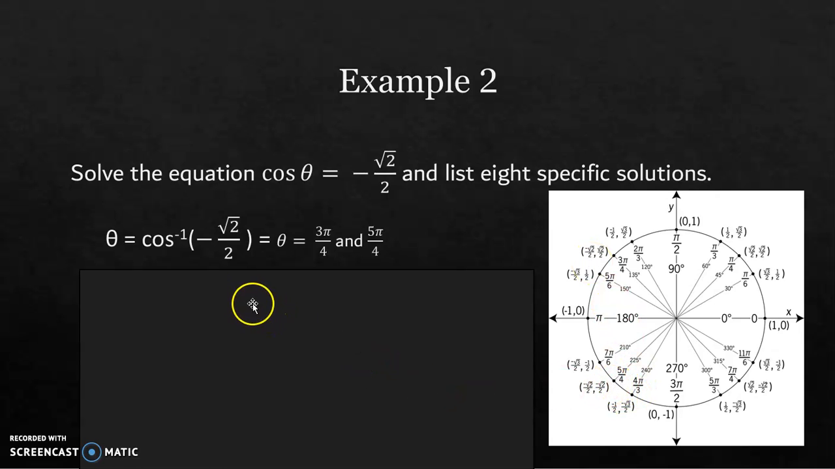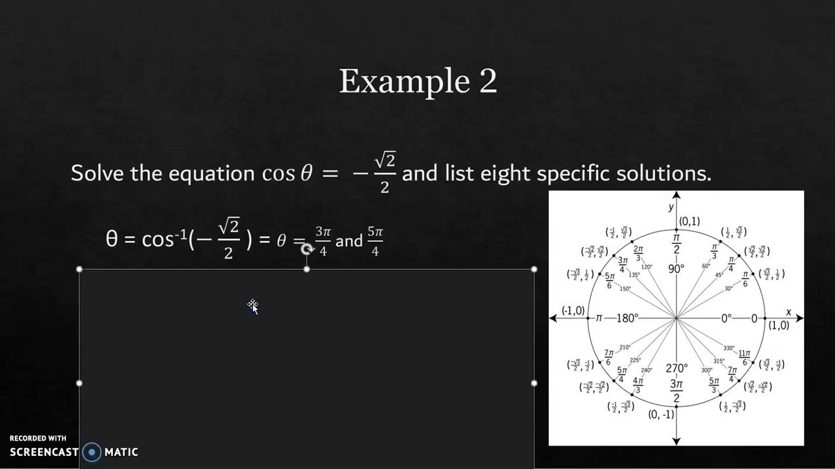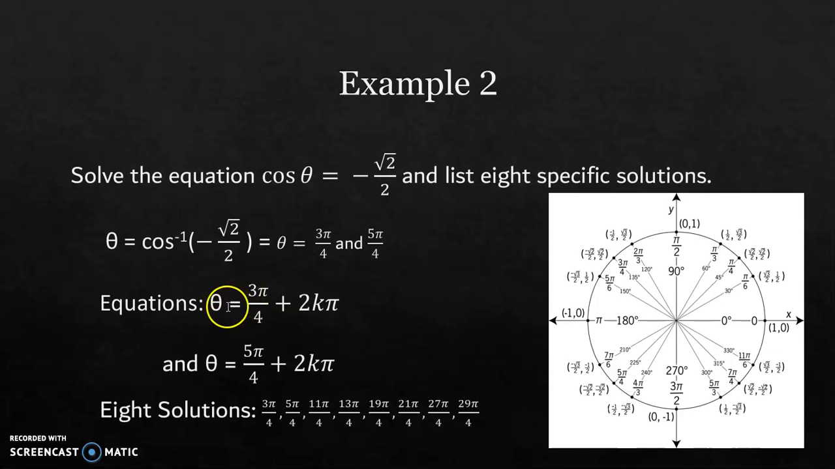So now, for your final answer, all we're going to do is write those as equations. Theta equals 3 pi over 4 plus 2k pi, and 5 pi over 4 plus 2k pi. Now, it's tempting to be done there, but they said list 8 specific solutions.